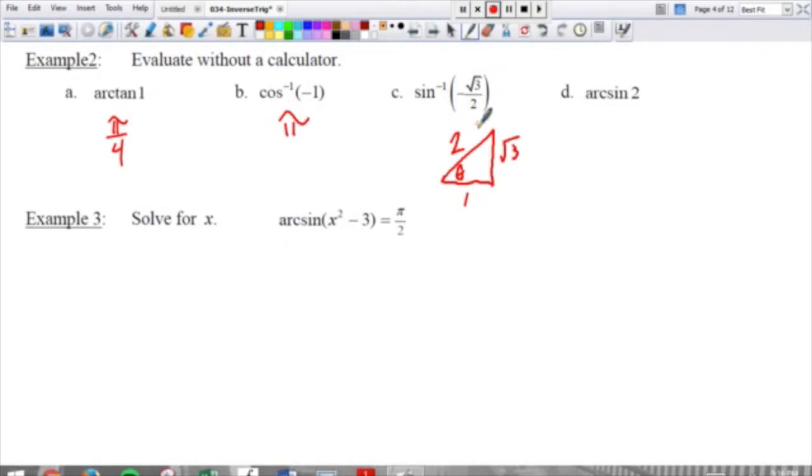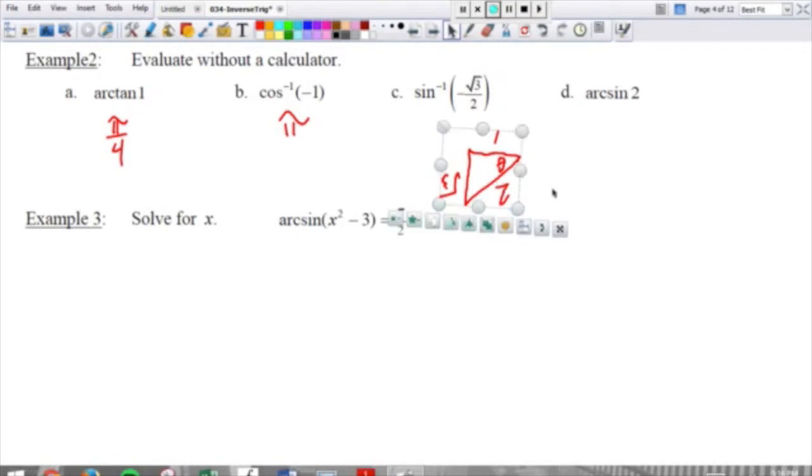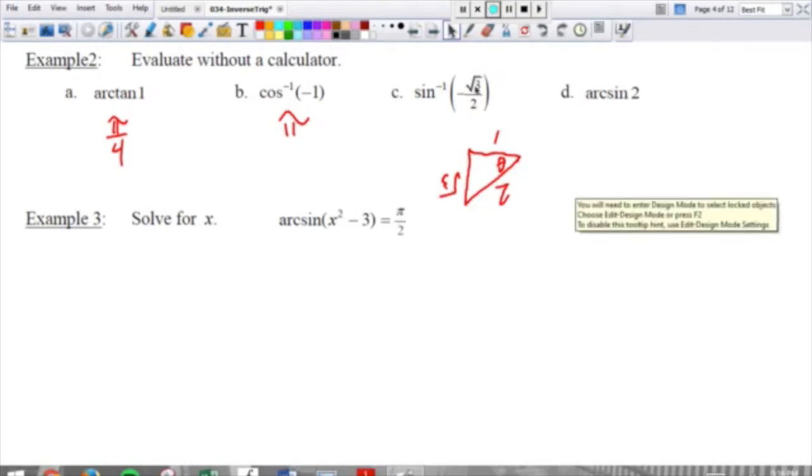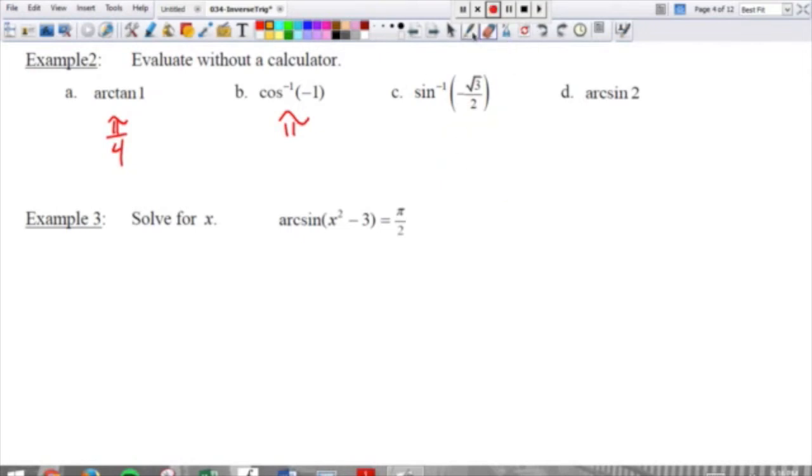But this is not the right triangle. It's upside down, because it was negative root 3. So instead of pi over 3, it's negative pi over 3. Oh my gosh, that pi was kind of ugly. Sorry.